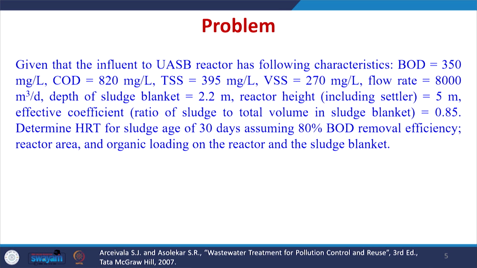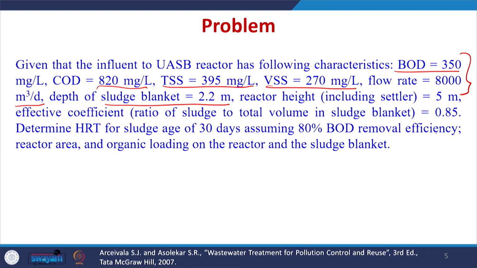In this question it is given that the effluent to the USB reactor has the following characteristics. It has a BOD of 350 milligram per liter, COD of 820 milligram per liter, TSS of 395, VSS is 270 milligram per liter. The flow rate is 8000 meter cube per day, and we are also assuming the depth of sludge blanket is 2.2 meters. So, the first are the influent characteristics.